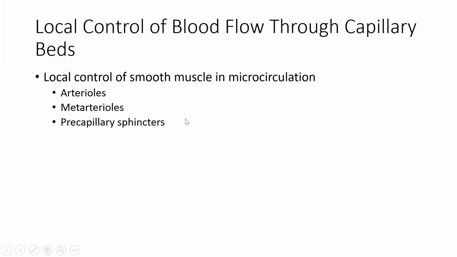The other 2 mechanisms of regulating flow through capillary beds are meta-arterioles and then precapillary sphincters, which are really just strategically located bands or strips of smooth muscle that help to determine whether or not flow goes into the capillary bed or it bypasses, in the case of the meta-arteriole. So we'll talk about that a little bit more here.